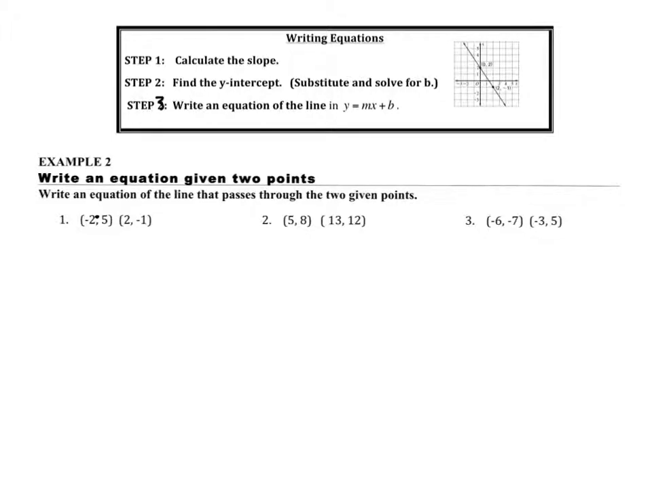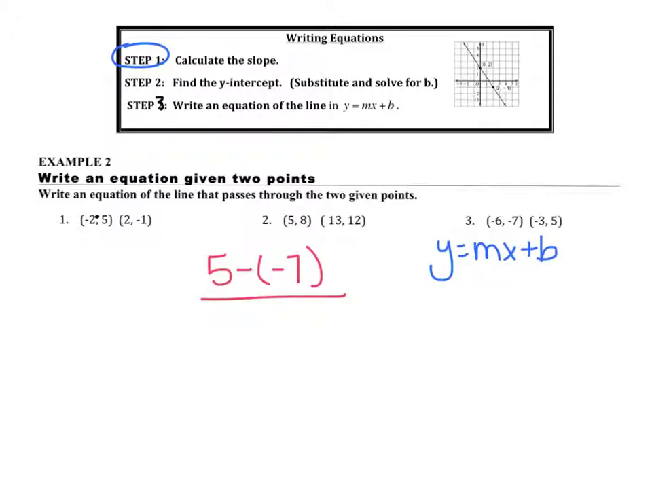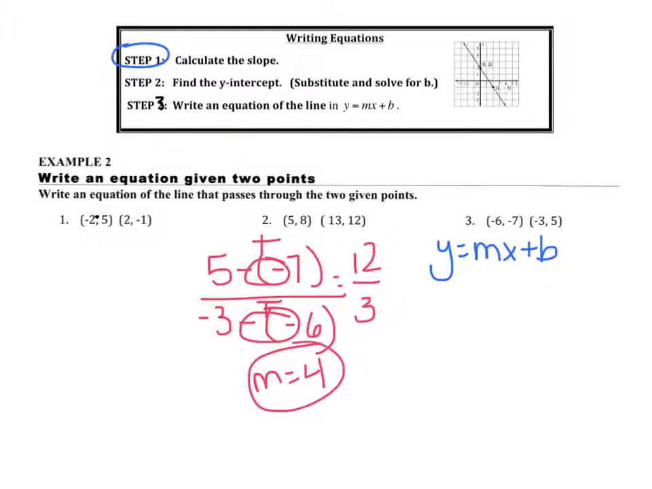All right, our last example, we've got the points (-6, -7) and (-3, 5). Again, we always start out with y is equal to mx plus b. And step 1, calculate the slope. So I'm going to take 5 minus -7 all over -3 minus -6. These become a plus, and these become a plus. So 5 plus 7 is 12, and -3 plus 6 is 3. Now I take 12 divided by 3, and my slope is equal to 4.